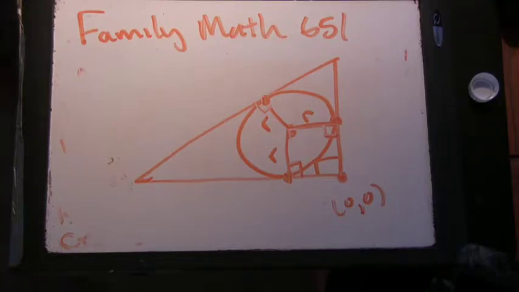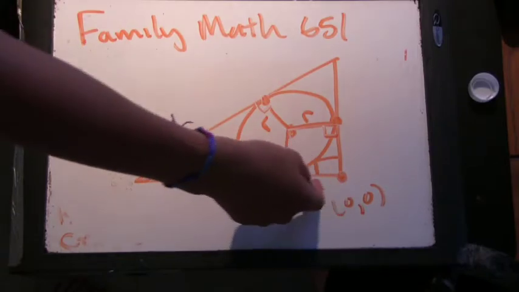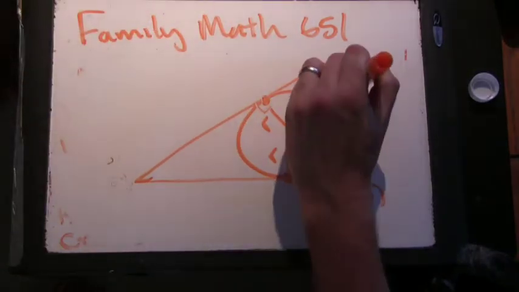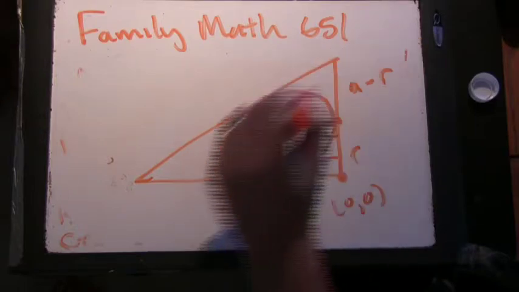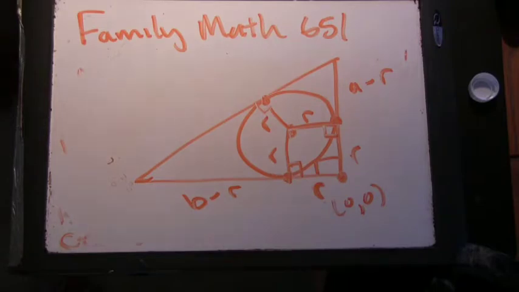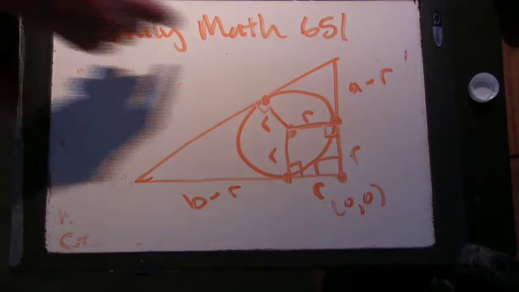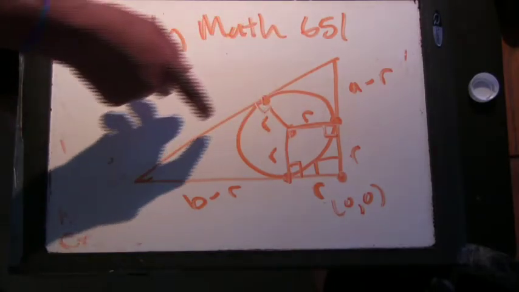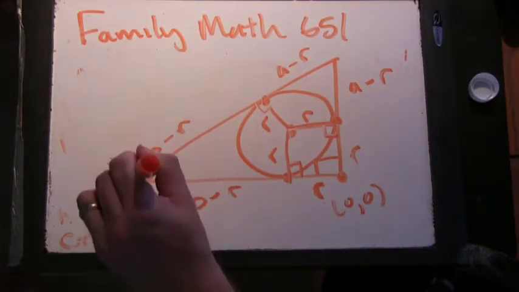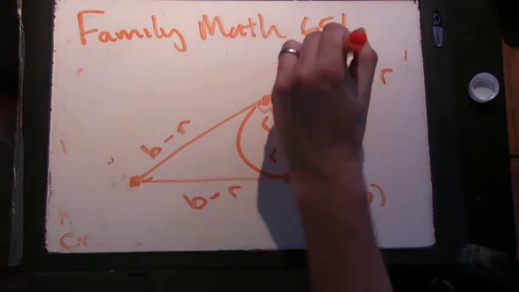Well, we know that we're going over r in this direction. This is r and that's r as well. So I'll call this a minus r, and I'll call this b minus r over here. And we also know that this is a minus r, and this is b minus r. That's true. Why is that true?